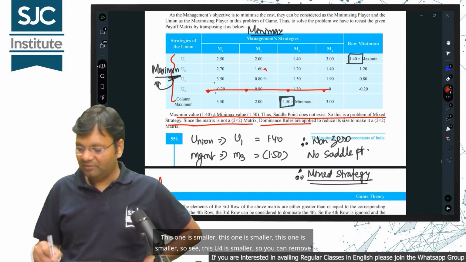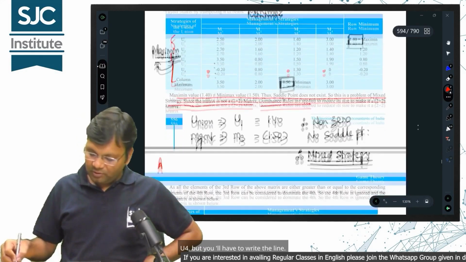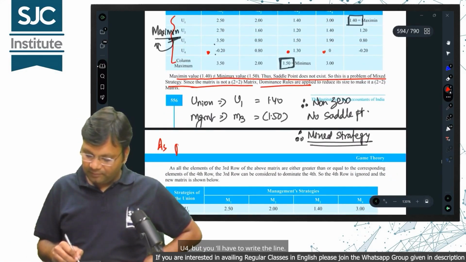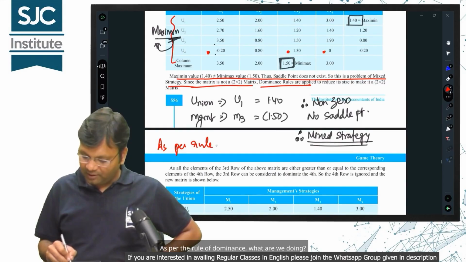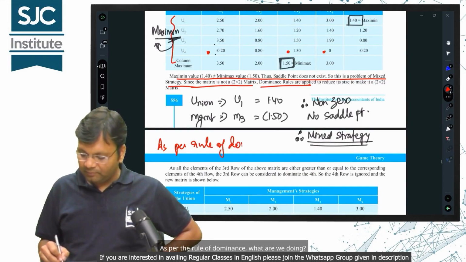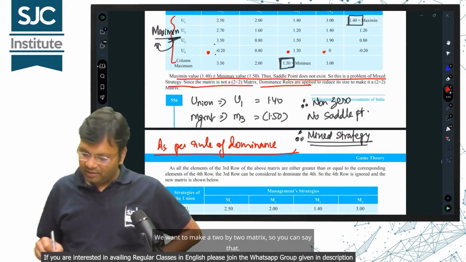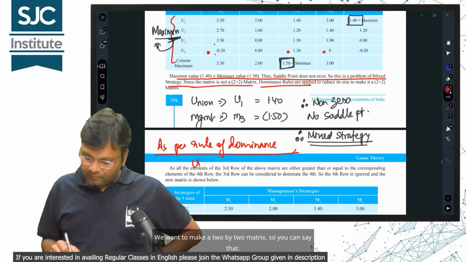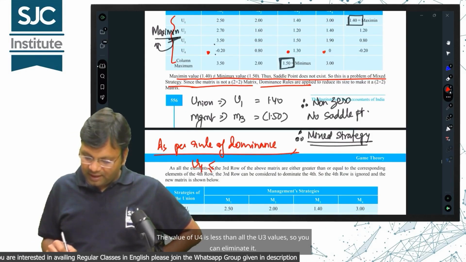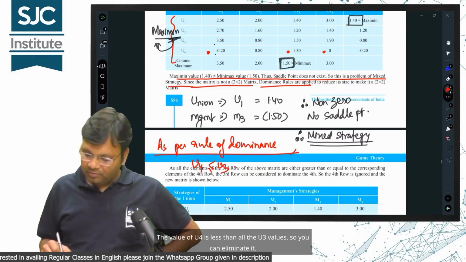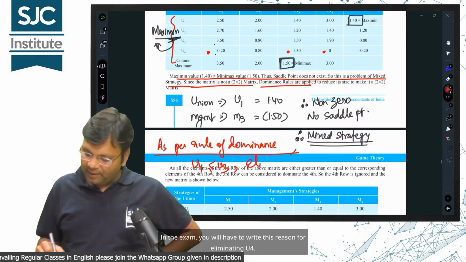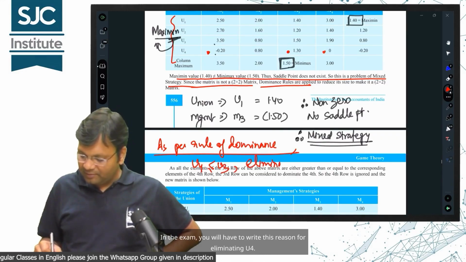So see, this U4 is smaller, so you can remove U4 but you'll have to write the line. As per the rule of dominance, what are we doing? We want to make a 2 by 2 matrix, so you can say that the value of U4 is less than all the U3 values, so you can eliminate it. In the exam, you will have to write this reason for eliminating U4.